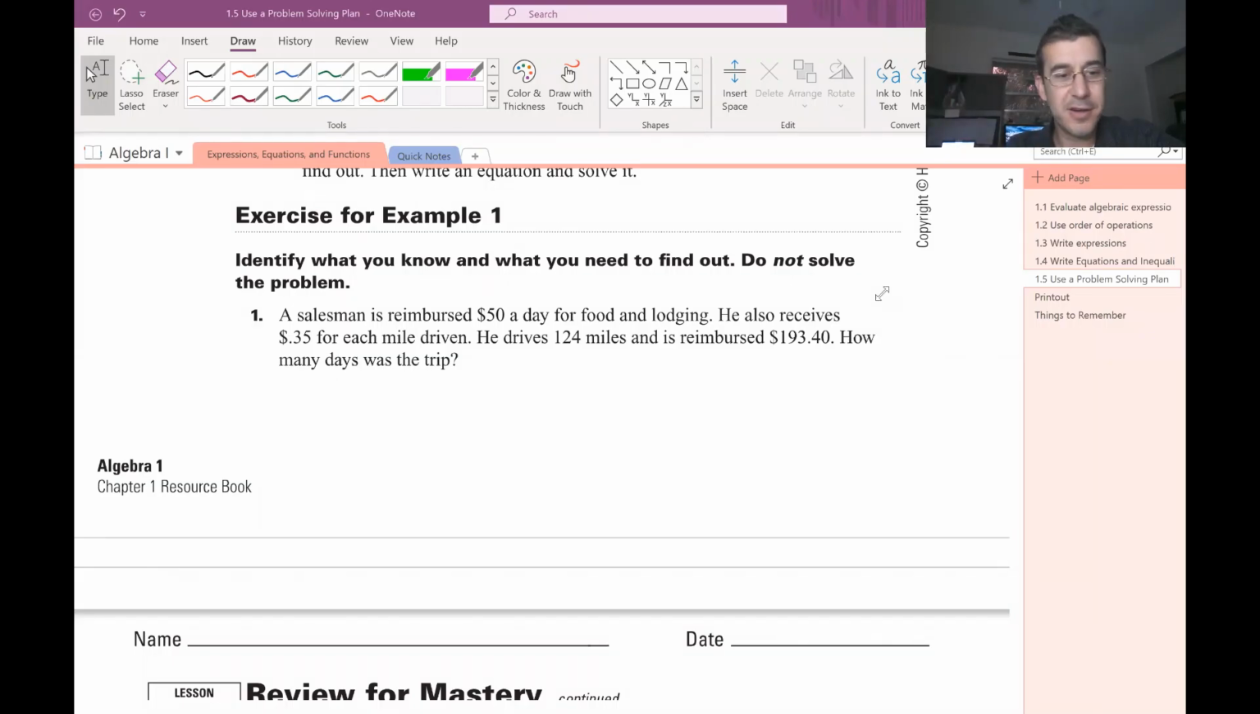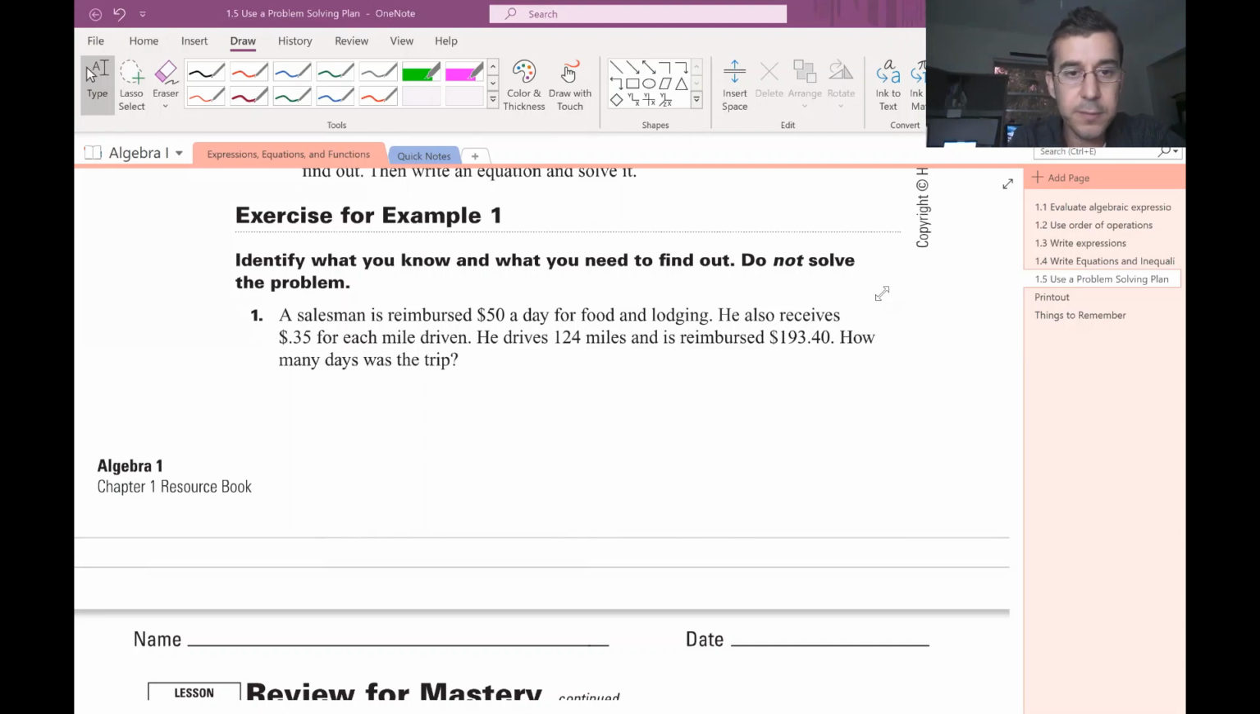This is Oliver. We are learning algebra by working through problems from the Larson textbook. This is section 1.5 that we're doing, use a problem solving plan. And today we're doing a review for mastery and challenge practice problems. All in all, about 12 problems. So let's start. The first problem, a salesman is reimbursed $50 a day for food and lodging.